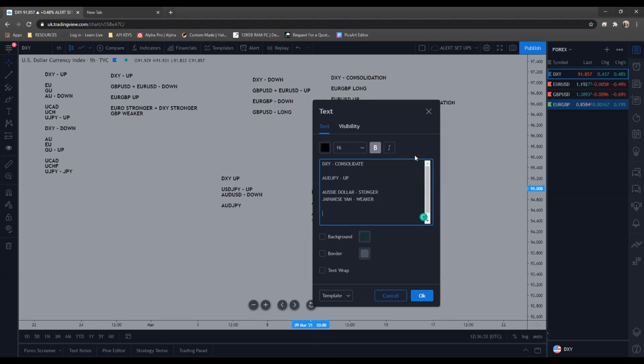Okay. Now, if you've got AUD JPY going up, what should happen with, first of all, USD JPY? Okay, so think about it. The dollar index is consolidating. Aussie dollar is getting stronger. Japanese yen is getting weaker. Okay, so what should USD JPY do? Yeah, up. Perfect. Right. Okay.